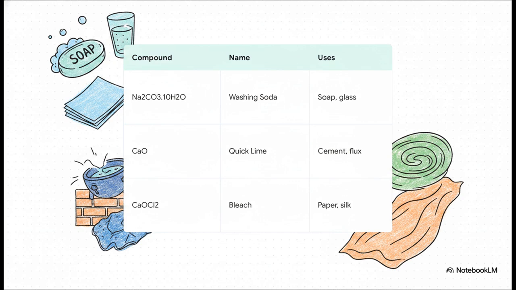Then you've got calcium oxide, or quicklime, which we get by heating limestone. That is the backbone of cement, glass manufacturing, and it acts as a basic flux in metallurgy to pull out acidic impurities. And bleaching powder, which is made by the action of chlorine on dry slaked lime, is used all over the world in paper manufacturing and as a heavy-duty oxidizing agent.